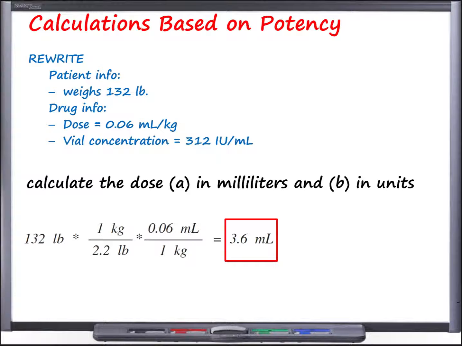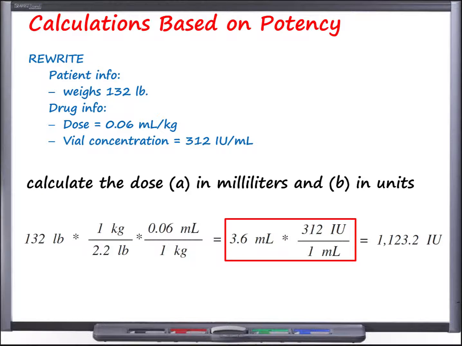But the question also wants us to express how many units that would be equivalent to. So to go on, we would then take the volume we're going to administer, the 3.6 milliliters, and multiply that by the concentration in the vial. And that vial was 312 international units per milliliter. So now if we multiply, milliliters will cancel, and our final answer will be in units, international units.